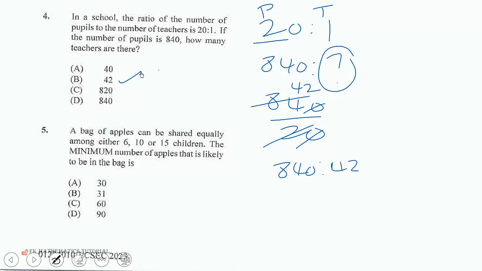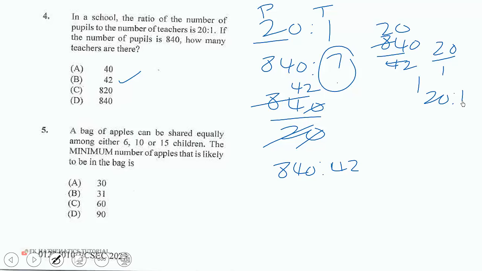Because when you divide 840 by 42, you see 42 goes into 84 two times. So you get 42 goes into itself once and goes into 84 two times. So that is 840 to 42, 20 times. So that will give us 20 over 1, which is the same as 20 is to 1.